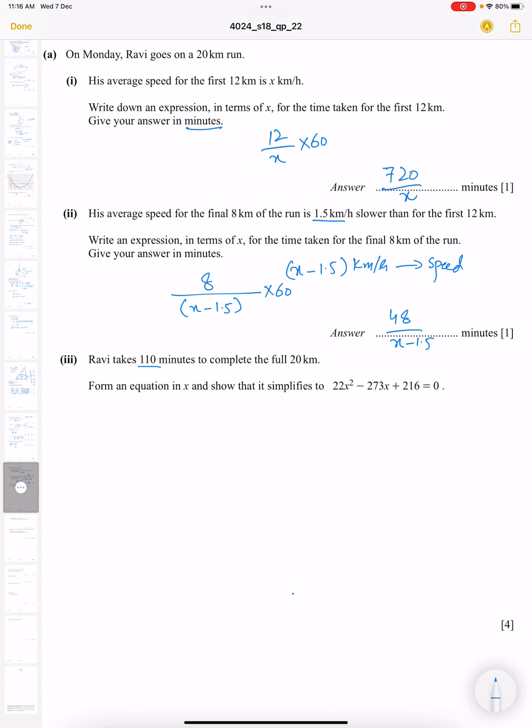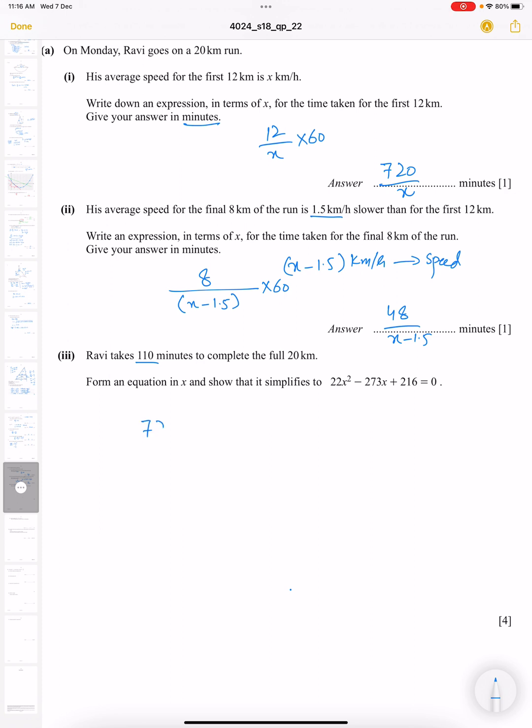He takes 110 minutes to complete the full 20 km. We found an equation, and the sum of these times is basically 110. So let's make up the equation. 720 over x plus 480 over x minus 1.5 is equal to 110. Let's solve this equation. So x times x minus 1.5 gives 720 bracket x minus 1.5 plus 480x is equal to 110.